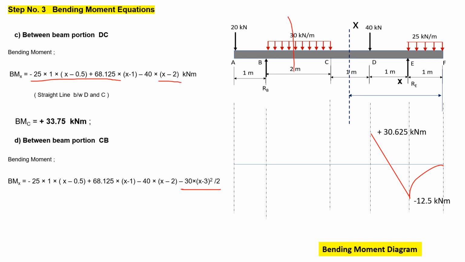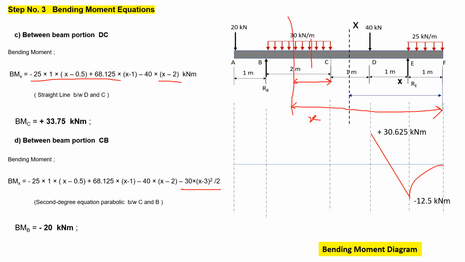When you take a section somewhere here, this distance will be x. So only this much portion of the UDL you need to take into consideration, and it will be giving a hogging type of moment, so we have taken negative. So 30 into this distance, x minus 3, will come into the picture, and it will be acting at the mid of the span, so again we are multiplying with x minus 3 divided by 2. So it is a second degree equation, and we know that if it is a second degree equation, then it will be a parabolic curve. So bending moment at B will be minus 20 kilonewton meter.